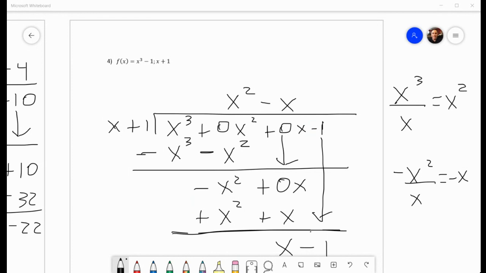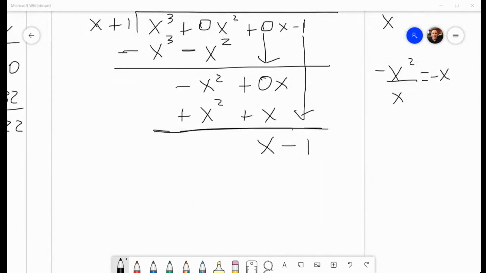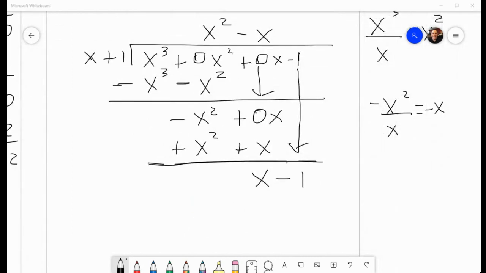Okay, let me move this up a bit. But again, we have to do the process one more time. This difference has degree 1, so does the divisor. We want it to have degree less than 1 or be 0. So we do it again. We have x now over x. Well, that's just 1, of course. So we put plus 1, because 1 is positive. We put it over its like term, and we subtract. So we multiply, we get x plus 1, and we're going to subtract this.